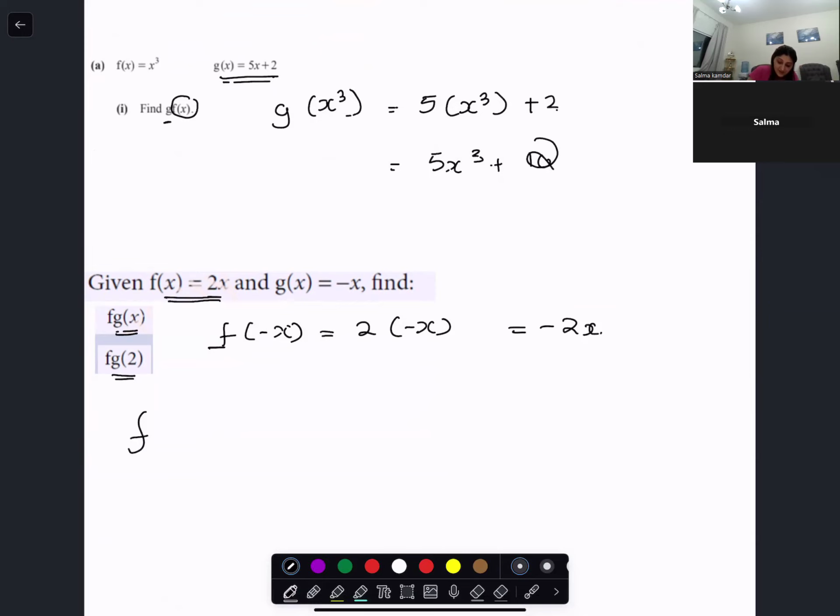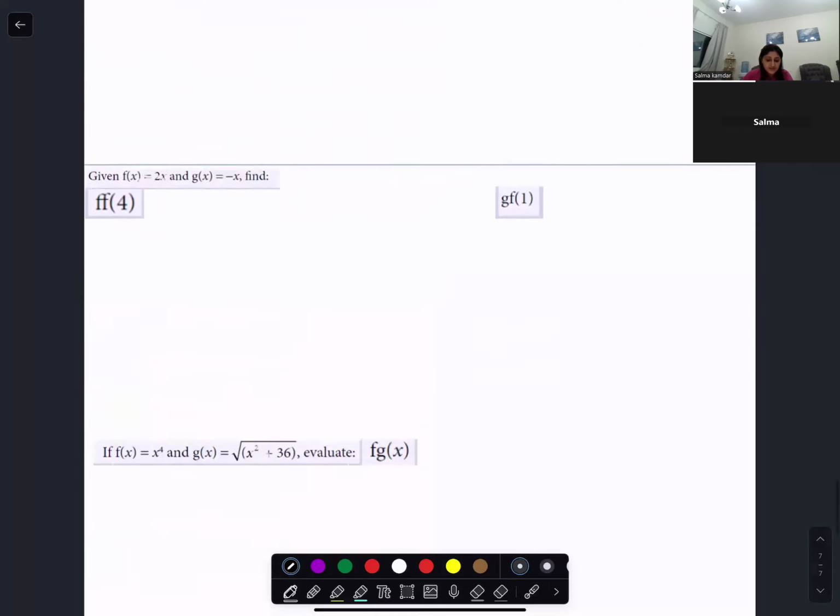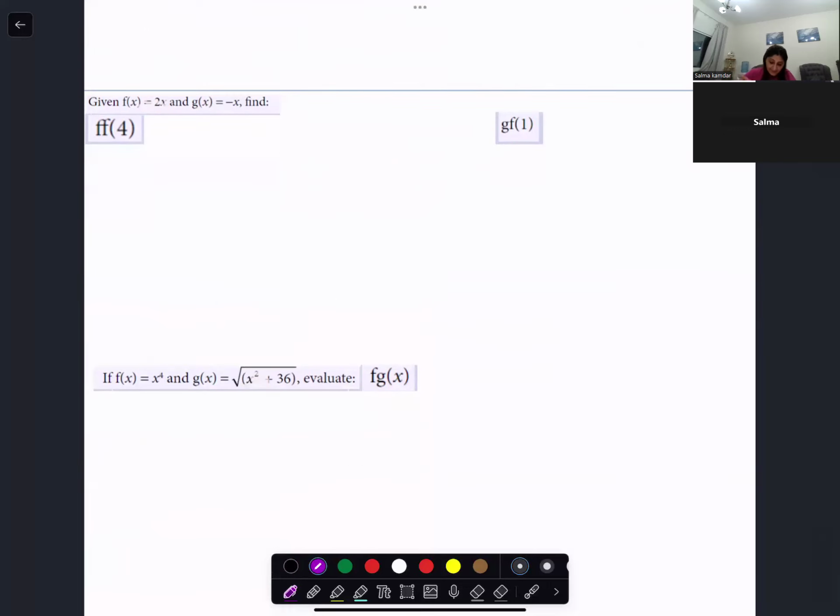G2. So first find g2. So that would be minus 2. Now in the function, instead of x, I will put minus 2. So this is going to become minus 4. So that is how simple it is. Now you have to try this yourself. Okay. The answer of this is 16 and for this is minus 2.